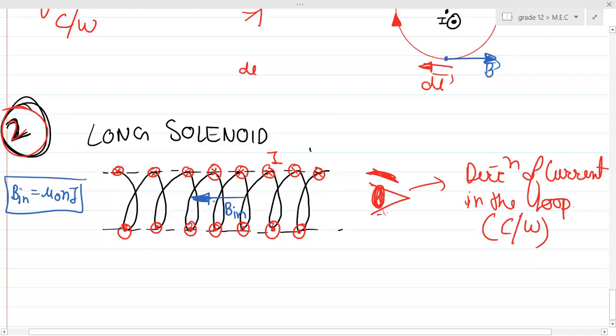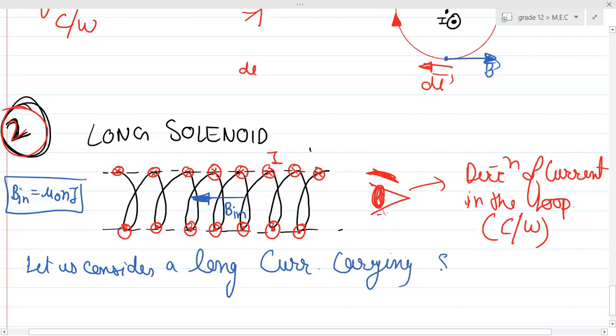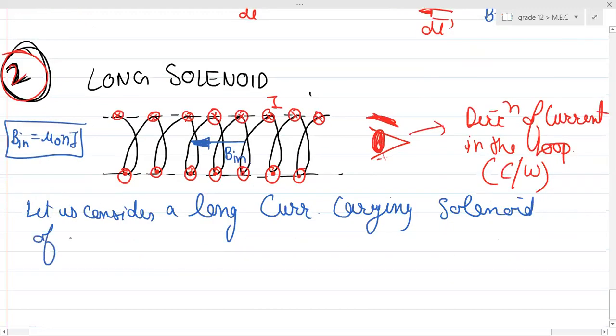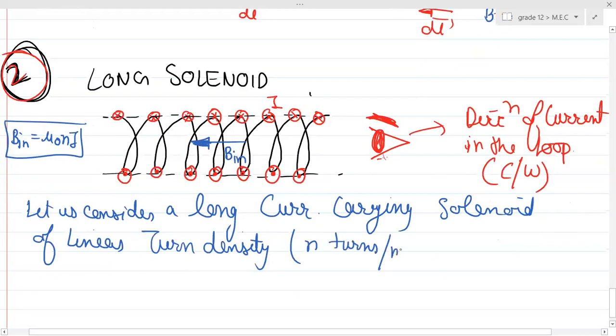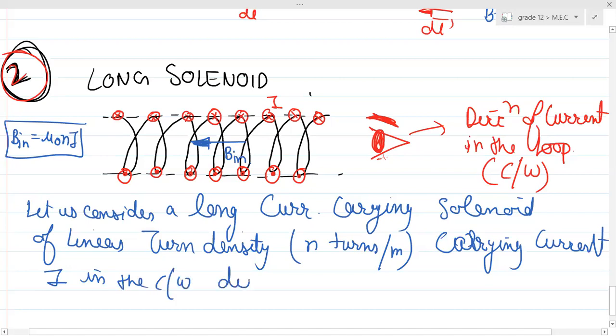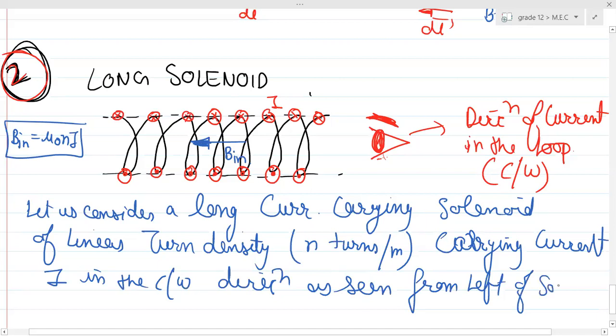Okay, so now again the same thing. Let us consider a long current carrying solenoid of linear turn density n, that is, n turns per meter, carrying a current I in the clockwise direction as seen from the left of the solenoid. Do you remember linear turn density? Is this clear, guys?